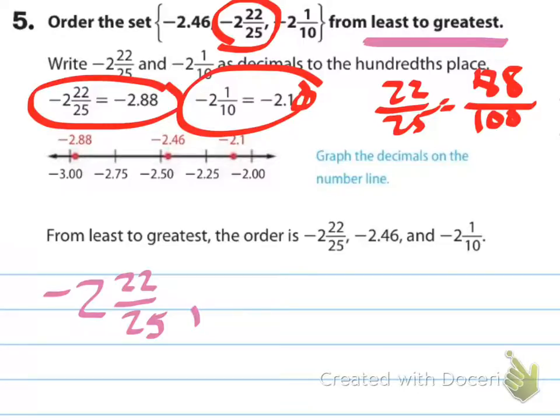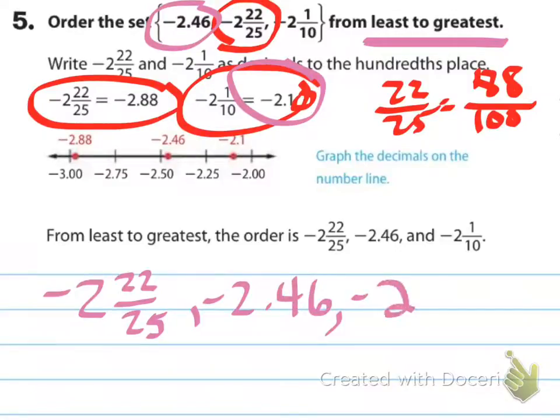All right, the next smallest number, again, thinking money, in opposite world, the bigger the number, the smaller it really is. If I'm comparing between my negative 2.46 and my negative 2.10, negative 2.46 is next, and then my negative 2 and 1/10 is the last one. And so that's going to be my order from least to greatest.